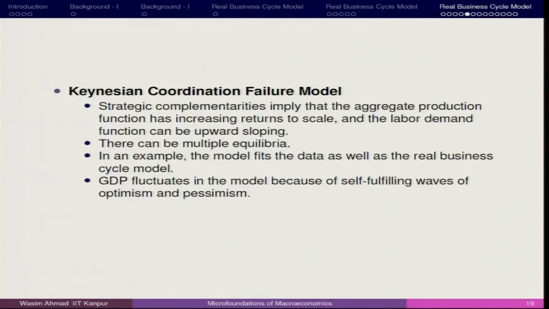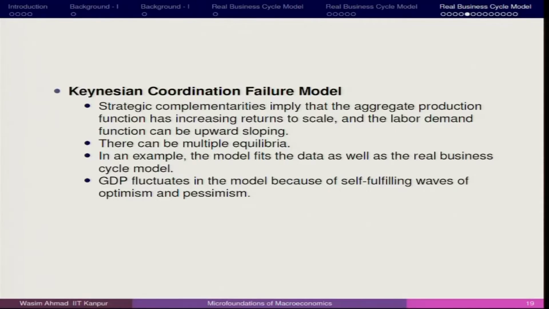And the labor demand function can be upward sloping. There can be multiple equilibria, in the sense that one group may be more optimistic, another group may be pessimistic. So, the optimism and pessimism that we have in the economy has a lot to do with such types of strategic complementarities. So, there it becomes really important.